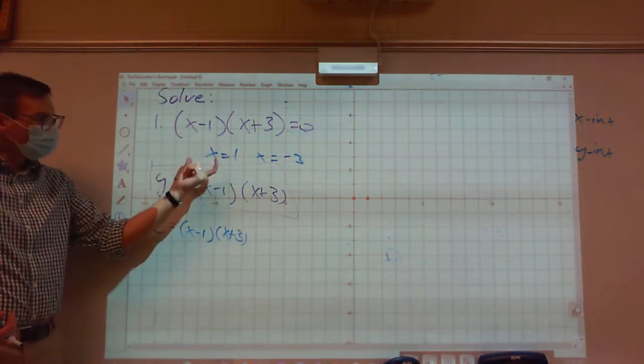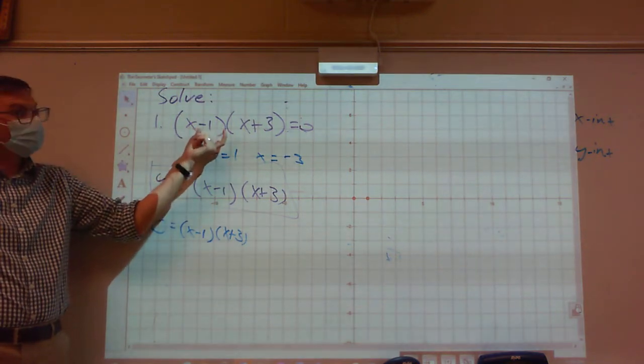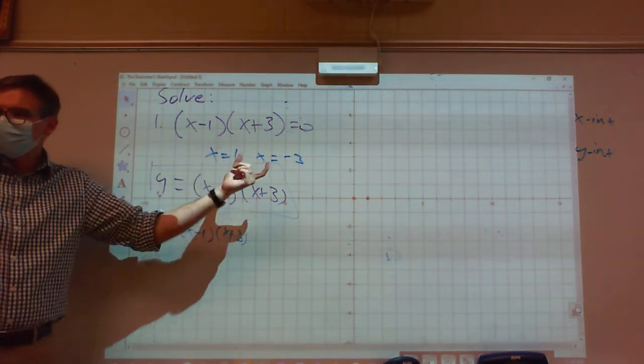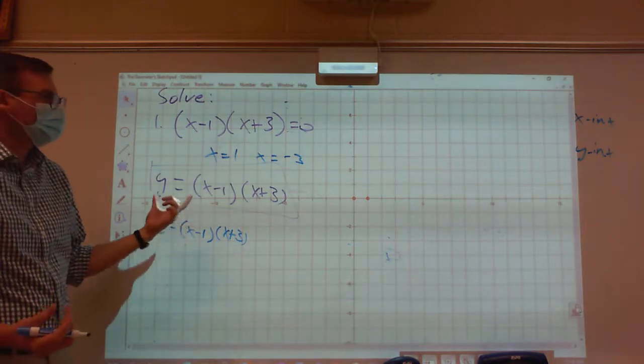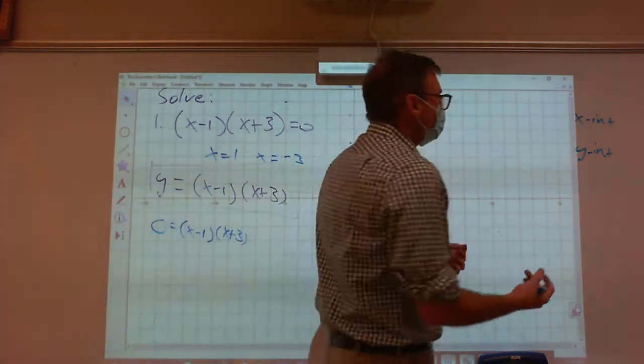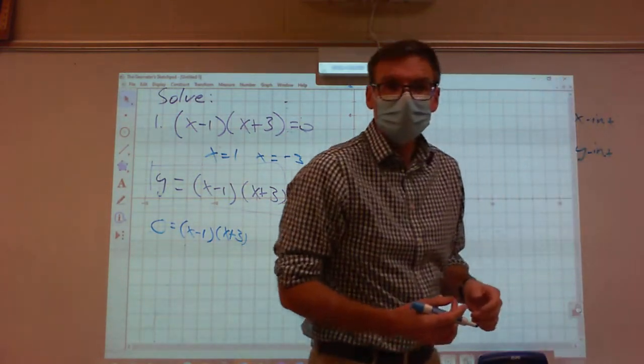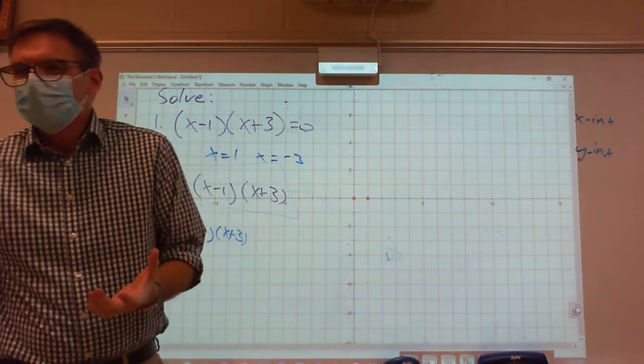And what you found when you solved that original equation is you found the x-intercepts. How do I know that they're x-intercepts? Well, it's the only letter that's left. So I know my x-intercepts are at 1 and -3. Okay? What does that mean in your picture?